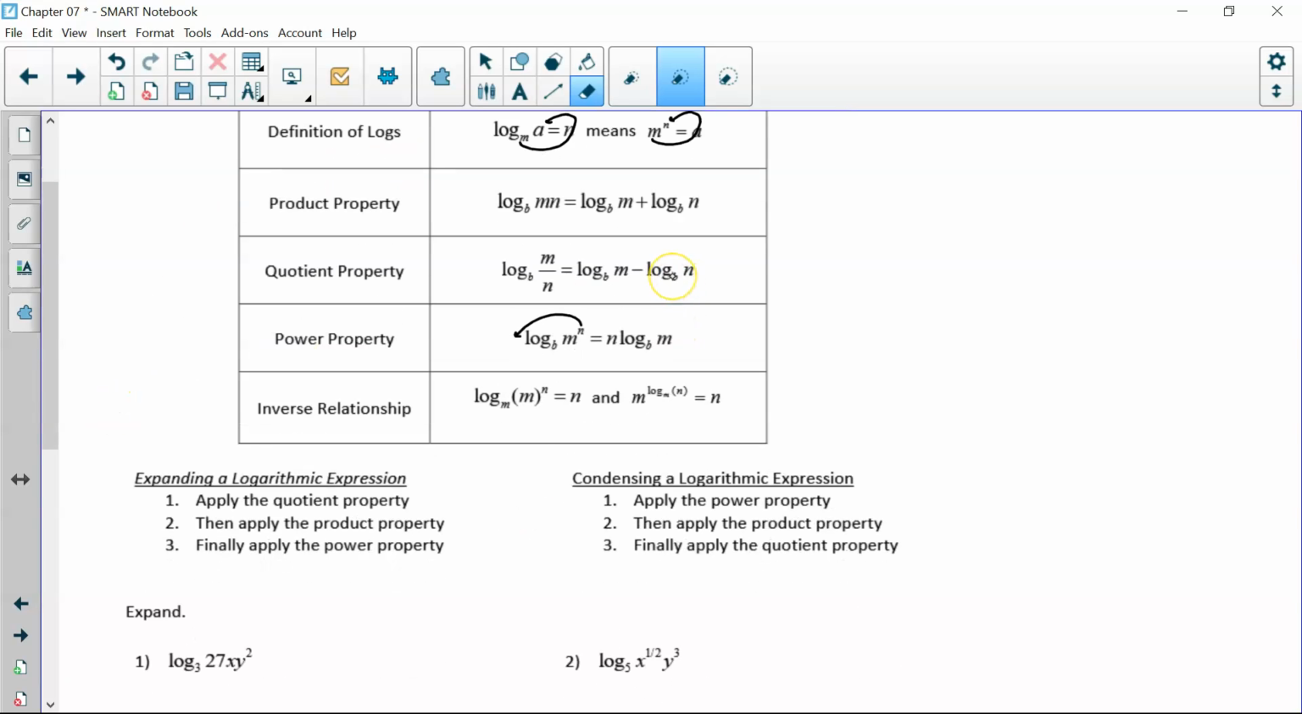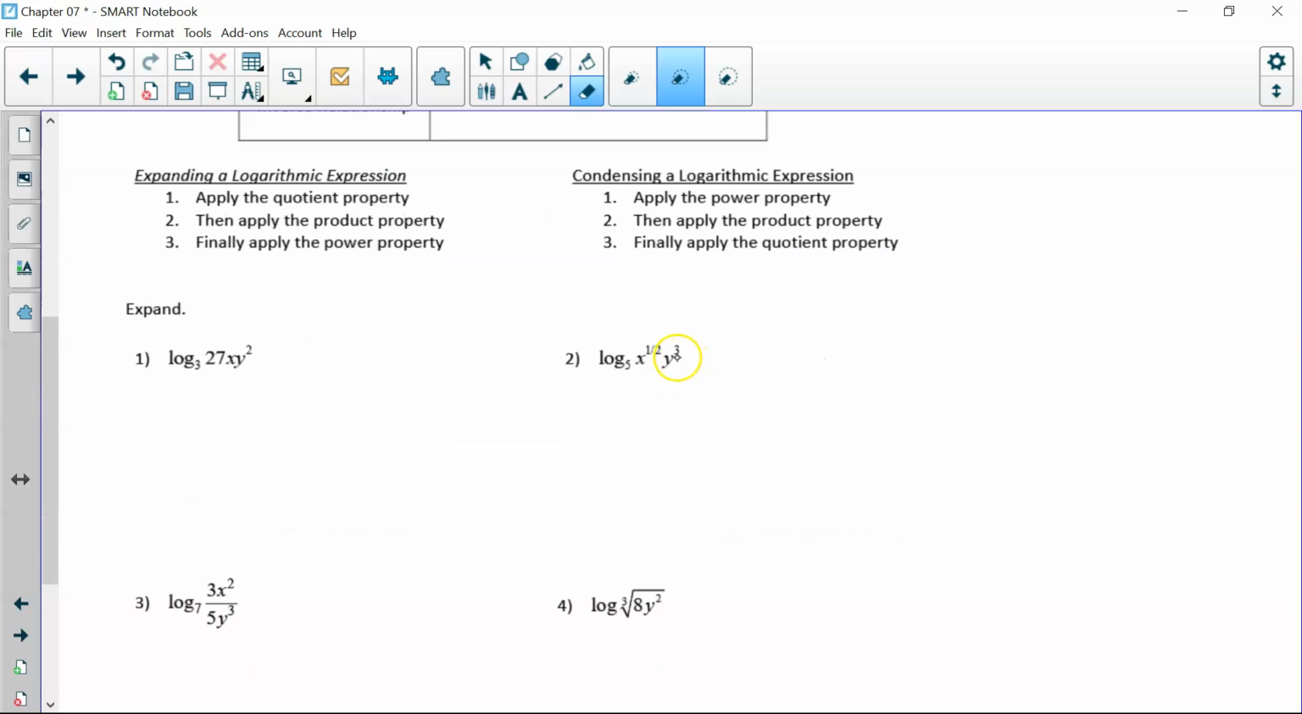Inverse relationships, we'll see that again a little bit later on, not in this video, but remember the inverse of log is exponential. And the inverse of exponential is log. When you have the base of the log and the base of the exponential being the same, they cancel each other out. Base of the exponential, base of log, they cancel each other out.